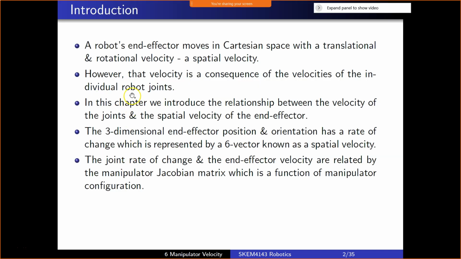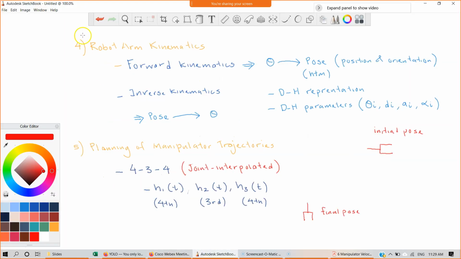Okay, a robot's end effector moves in Cartesian space. You can imagine our 3-dimensional world is Cartesian space. We have the x-axis, y-axis, and z-axis. So that is what we call Cartesian space. When you operate your robot arm, the end effector moves in that space with a translational and rotational velocity. And this is what we call a spatial velocity. To get a better feel of what is translational velocity and what is rotational velocity, I have to draw.